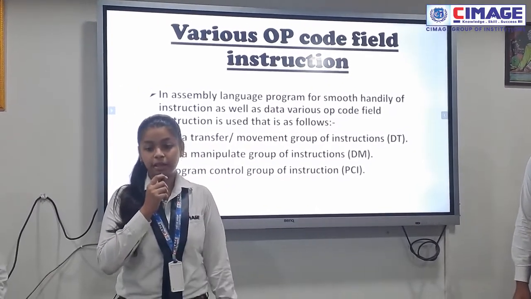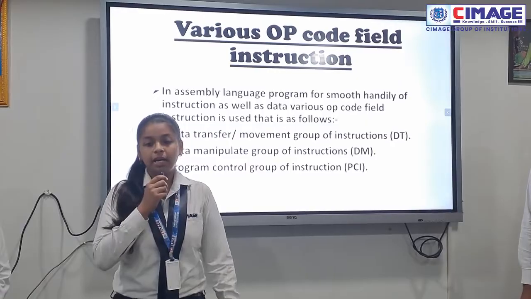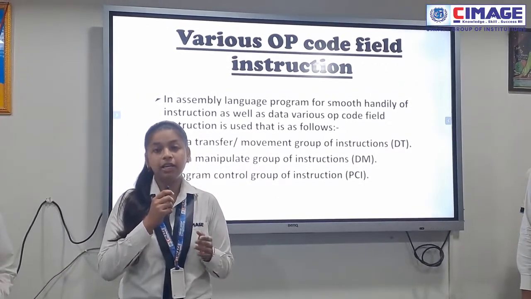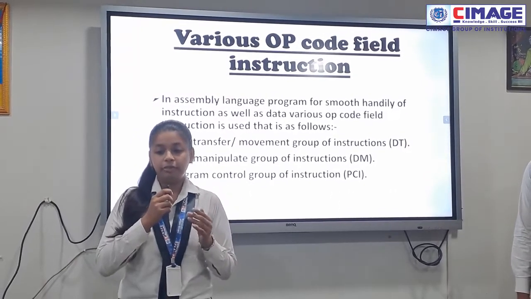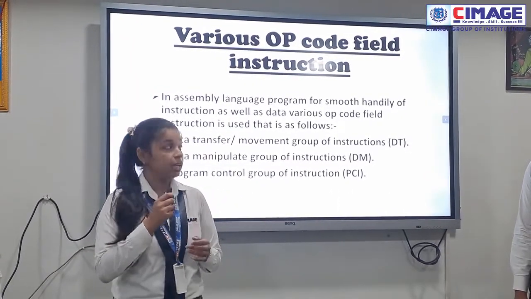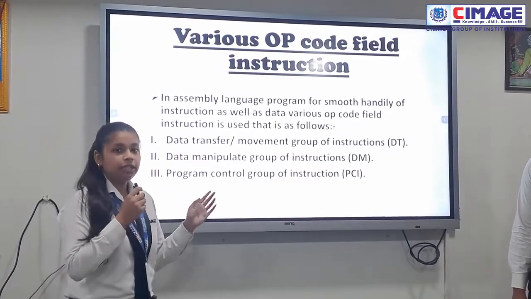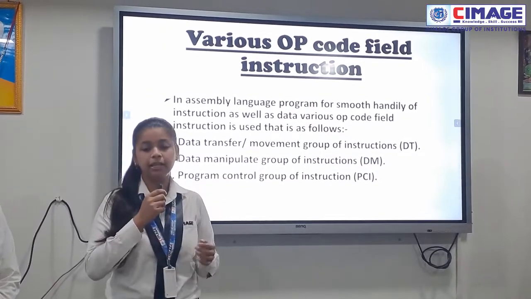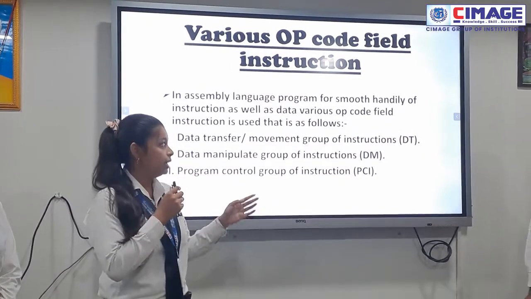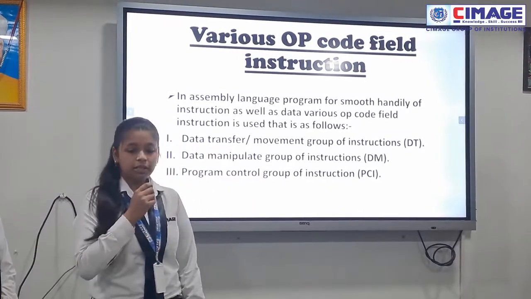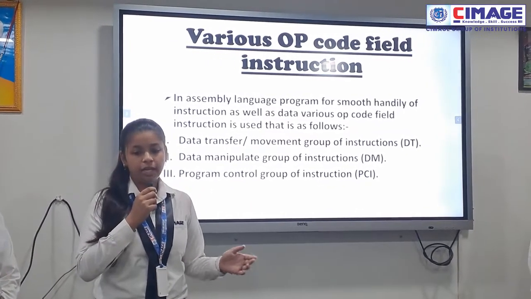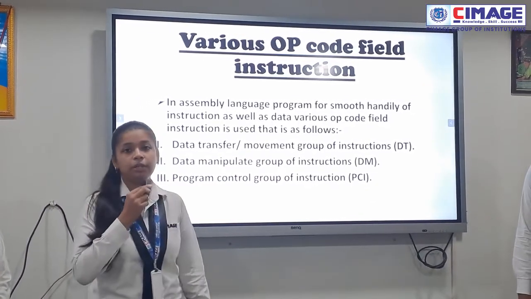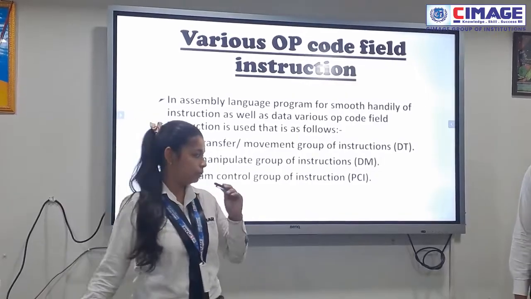Today our topic is various opcode field instructions. In assembly language, for smooth handling of instruction as well as data in the program, various opcode field instructions are used. They are as follows. There are three types of instructions which are used for smooth handling of a program. They are DT, DM and PCI. DT stands for data transfer, DM stands for data manipulation, and PCI stands for program control instruction. Now the further slides will be explained by my group members.